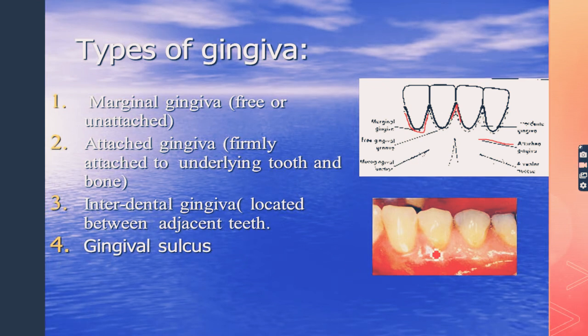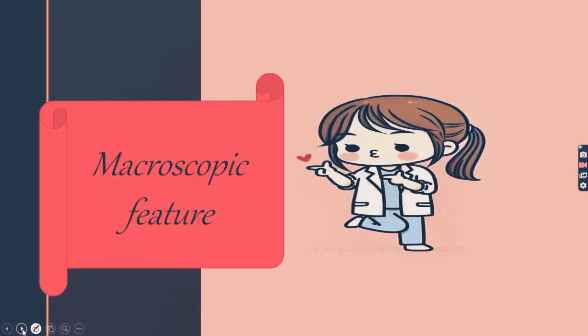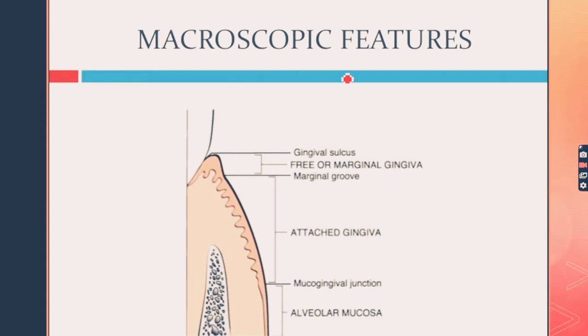So look at this image. This is the marginal gingiva, this portion is the interdental gingiva, and here it is attached gingiva. Marginal gingiva is also known as free or unattached gingiva. Always remember these points. Now come to macroscopic features of the gingiva. Look at this. This is the gingival sulcus. This is the type of gingiva.